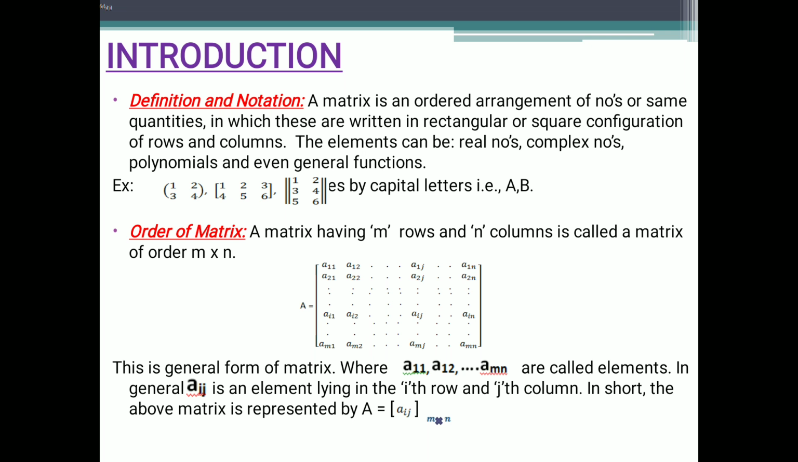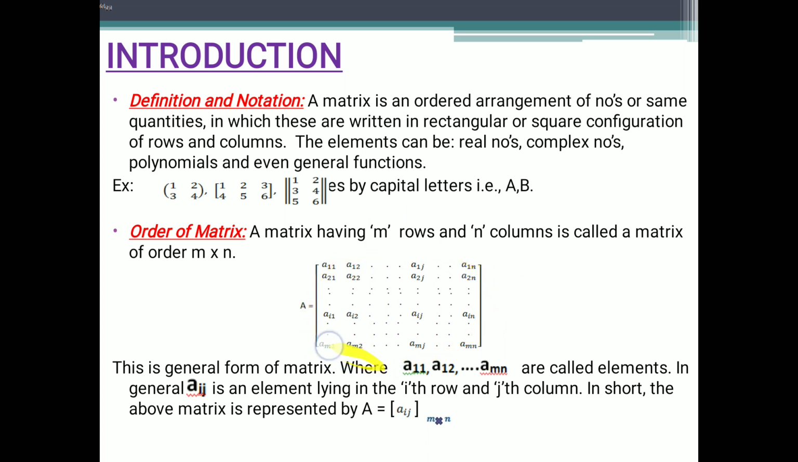Order of a matrix. A matrix having m rows and n columns is called a matrix of order m cross n. That means this many rows and this many columns will be there in the matrix. m and n are usually unknown quantities, so we can put 7, 8, 9; it depends on what type of matrix it is. If there are values of m and n, then that many elements will be present in the matrix.